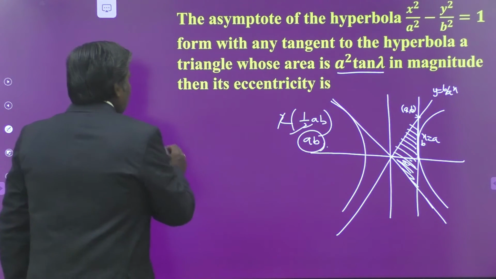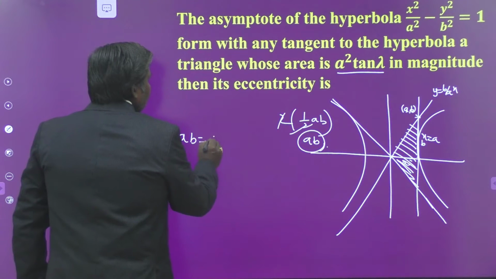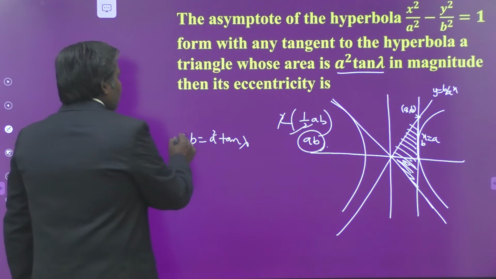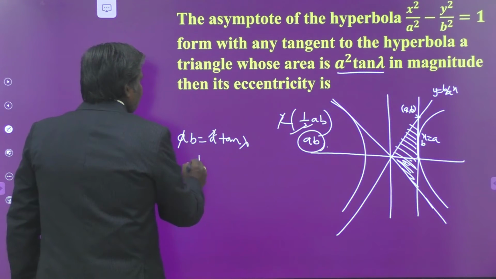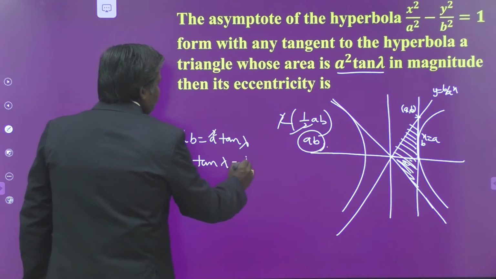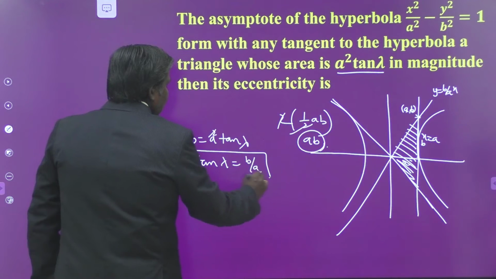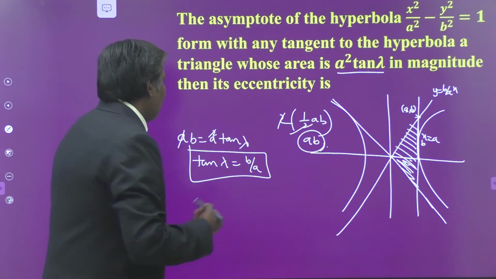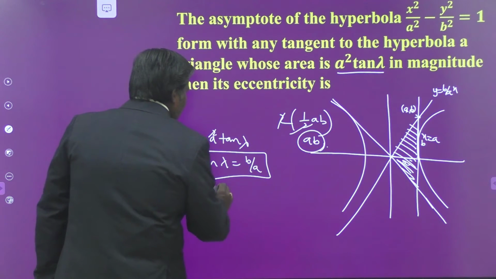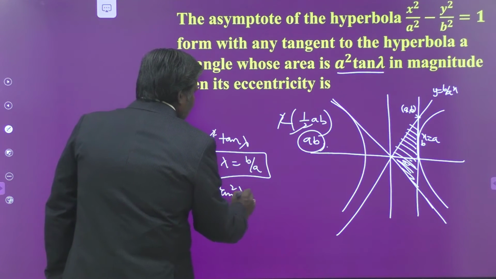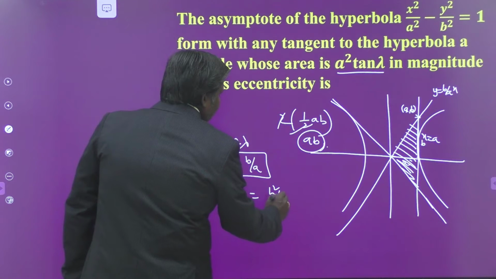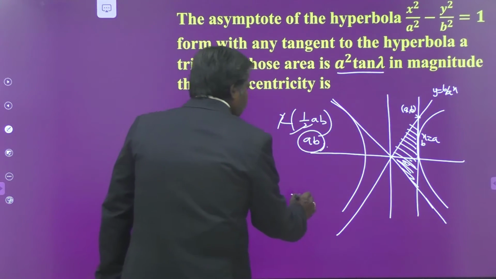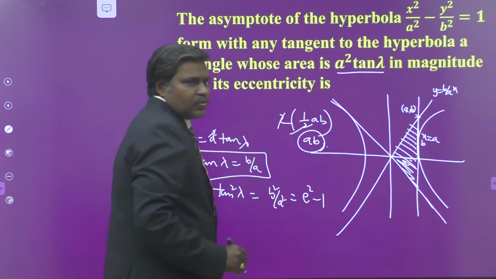What is that? ab is equal to a square tan lambda. This is numerically. Now, a gets cancelled. You have tan lambda is equal to b by a. From this relation itself, you have to crack the eccentricity of the hyperbola. How to obtain the eccentricity? Just by squaring. We have tan square lambda is equal to b square by a square. All of you know that b square by a square is nothing but e square minus 1. This is e square minus 1.